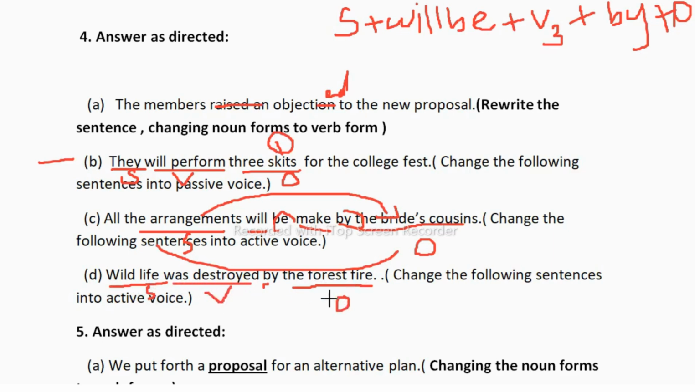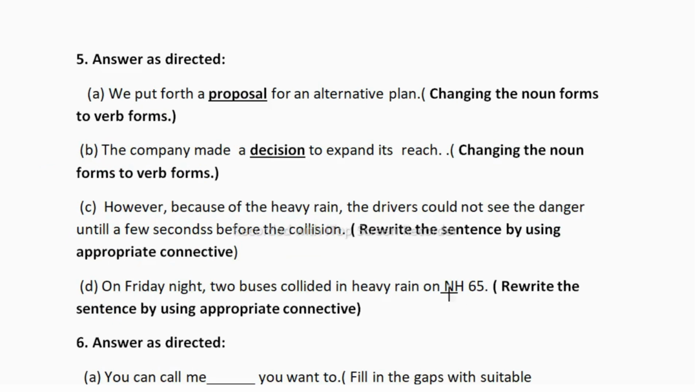Now we have to change this: the forest fire destroyed wildlife. No need to take this was and by. The forest fire destroyed wildlife. This will become the object's place. If you don't understand this, watch again and again, you will understand it. Or shortly I am going to upload this active and passive voice video also. So that was the fourth question from the second unit, under the grammar section.